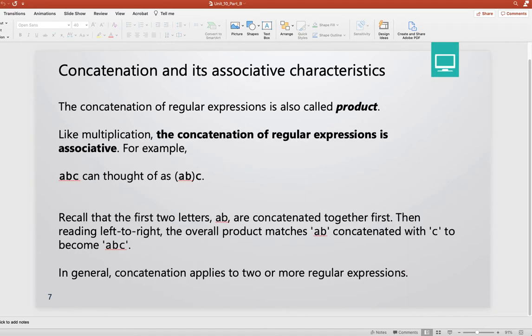Okay. The concatenation of regular expressions is also called a product. Like multiplication, the concatenation of regular expressions is associative. For example, ABC can start off as the first string AB and the third character C. Recall that the first two letters AB are concatenated together first, and then reading left to right, the overall product matches AB concatenated with C to become the string ABC. Generally, concatenation applies to two or more regular expressions.